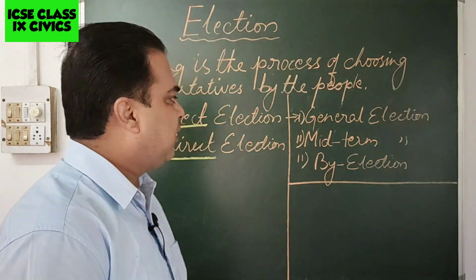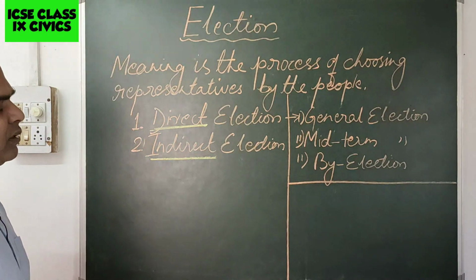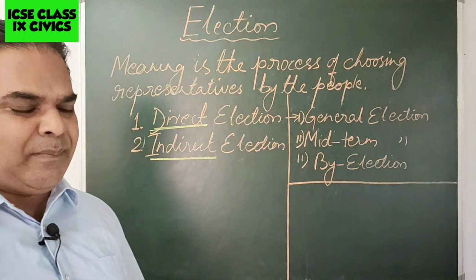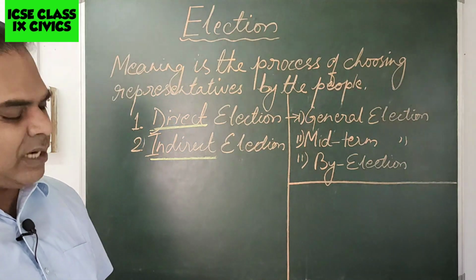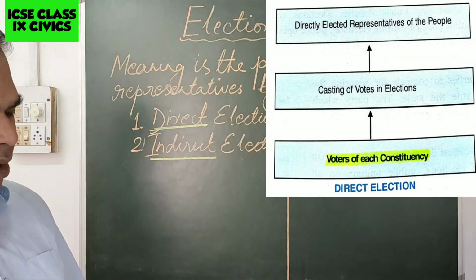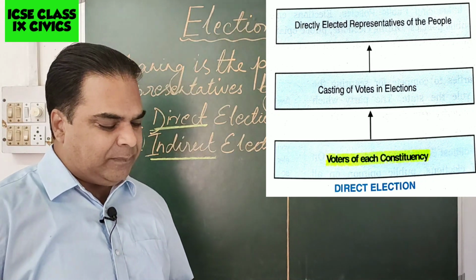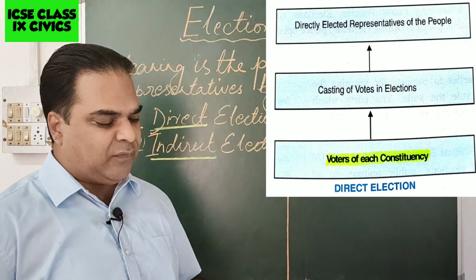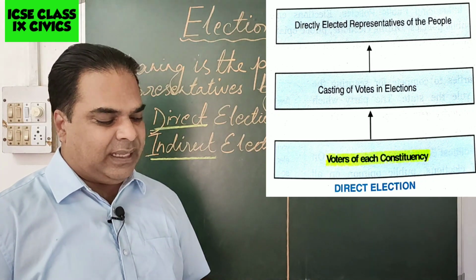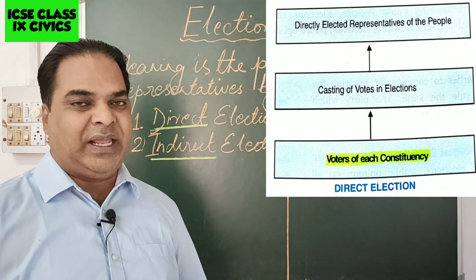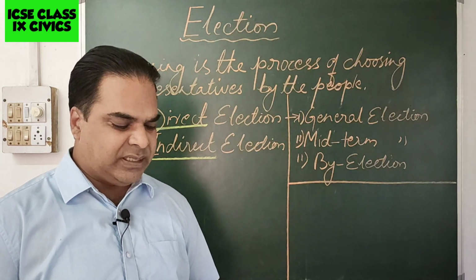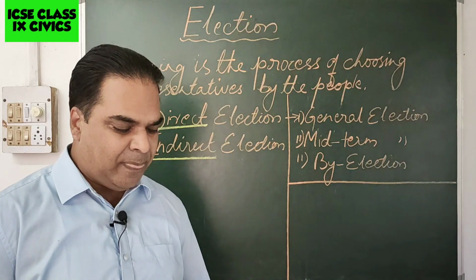Okay, now I'll show you how. What are some of the elections in which direct elections are held? Like when we elect the member of Lok Sabha. So you can see the chart over here. You can see voters of each constituency. They are the ones to cast the votes in the elections, and they directly elect the representatives of the people. Here the involvement of the people is direct. So that is in the case of Lok Sabha election.